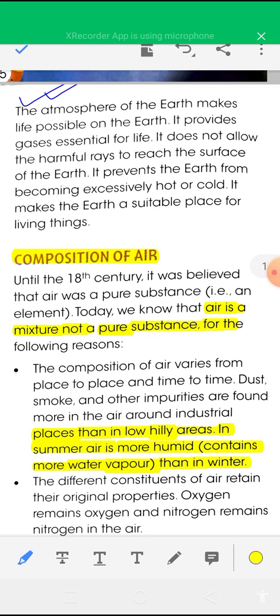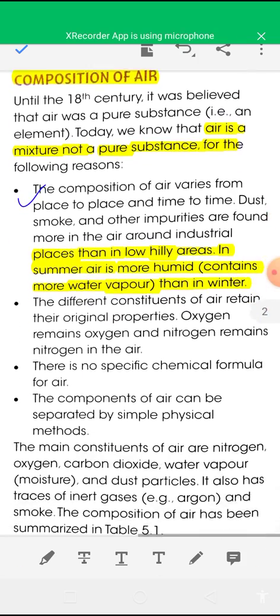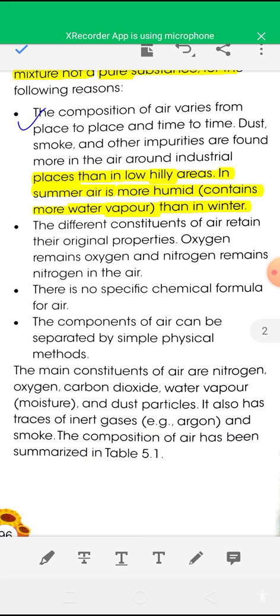Now see some important points regarding air. The composition of air varies from place to place and time to time. Dust, smoke, and other impurities are found more in the air around industrial places than in low hilly areas. In summer, air is more humid and contains more water vapor than in winter.